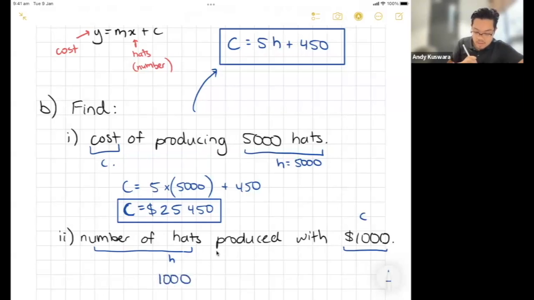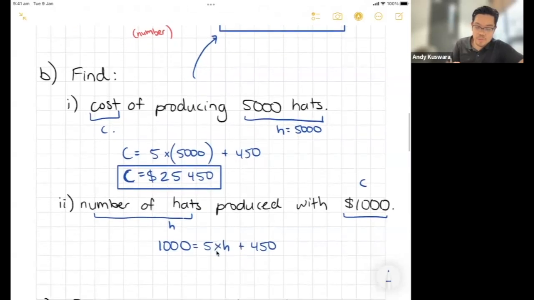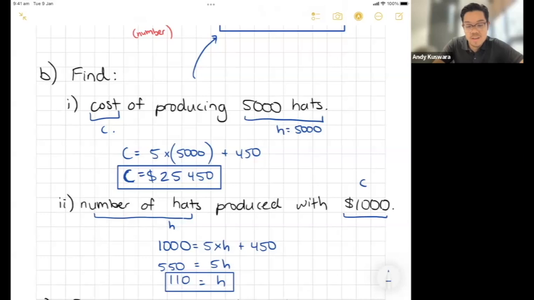So 1,000 would equal 5 times H plus 450. See, this time we know the cost, but I don't know the number of hats. So here you would just solve backwards as you normally would with equations. I'd minus 450 from both sides. That gives me 550 on this side, 5H, divide both sides by 5. That is 110. So that means if I had $1,000 with this particular factory, I can produce 110 hats. Hopefully that makes some sort of sense.